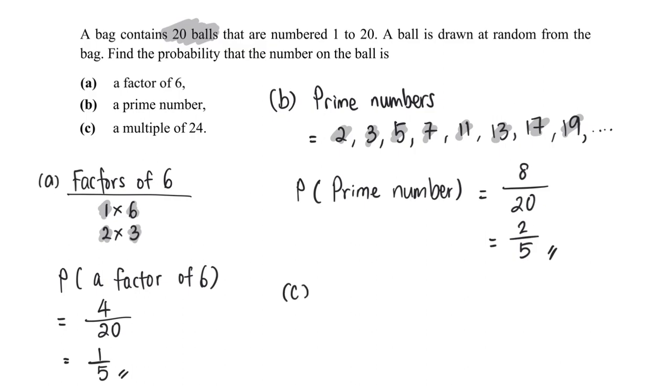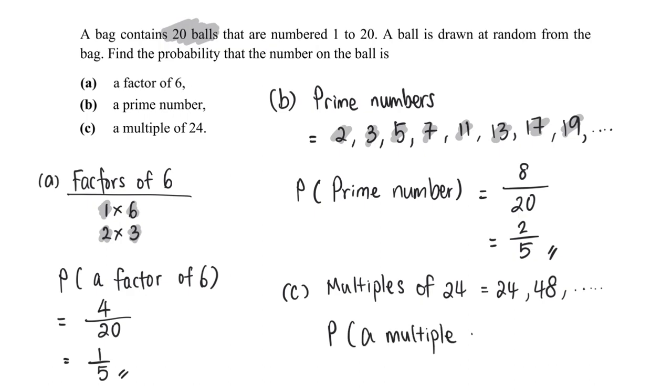And for part C, that it is a multiple of 24. So multiples of 24, right? Start from 24, you know. So is there any number out of 1 to 20 that is a multiple of 24? No. Very good. So this is an impossible event. So the answer is simply 0. And we are done with this video.